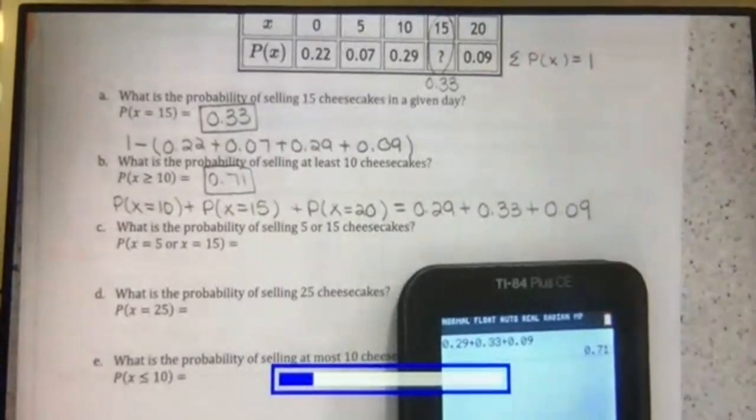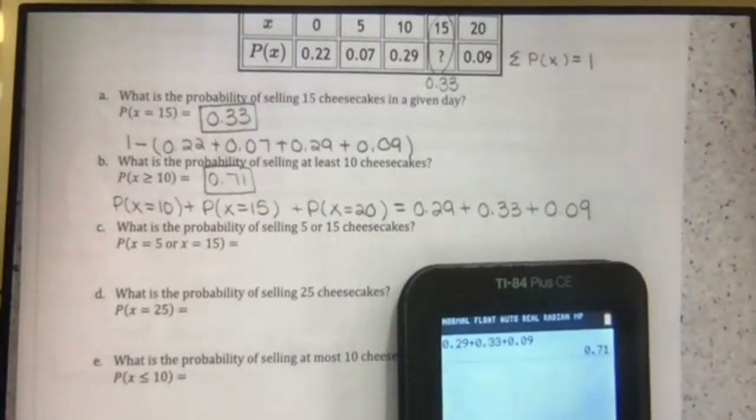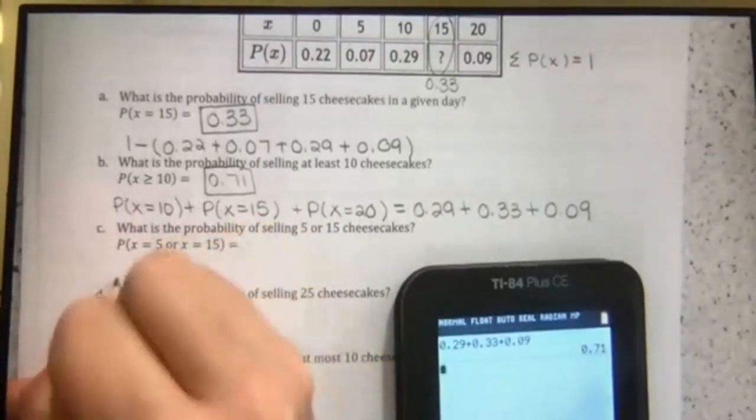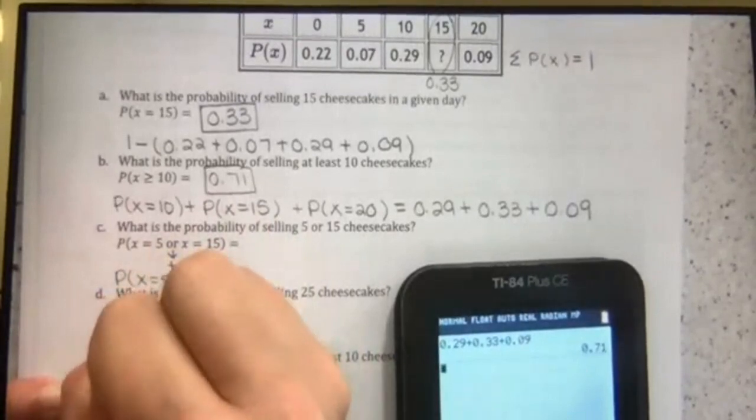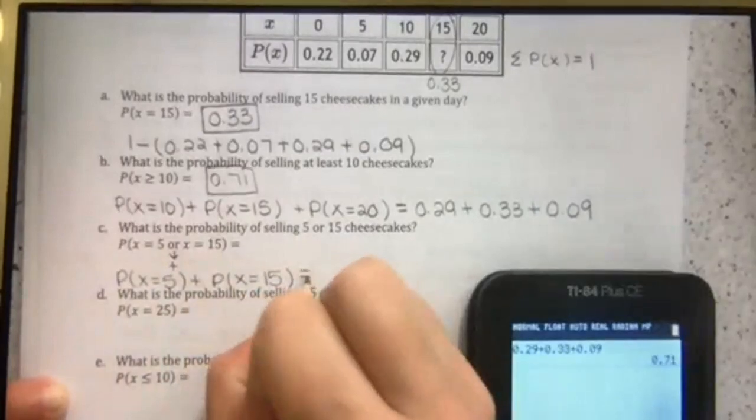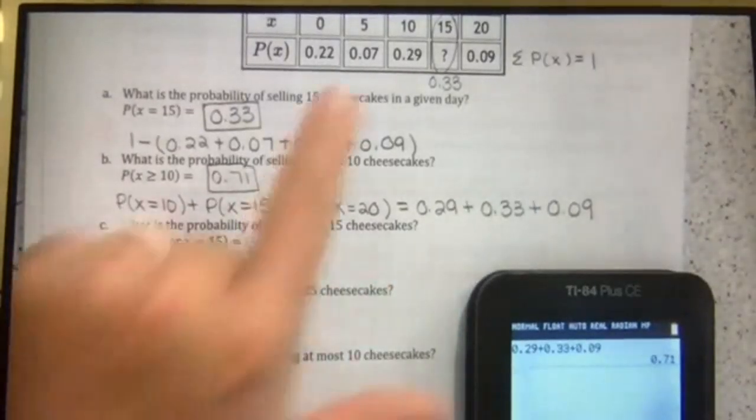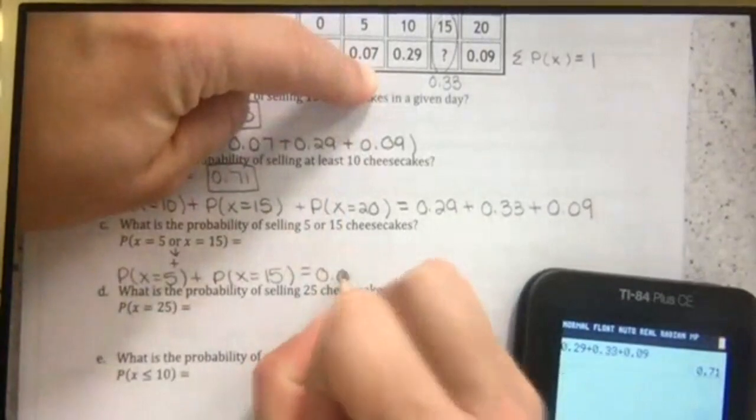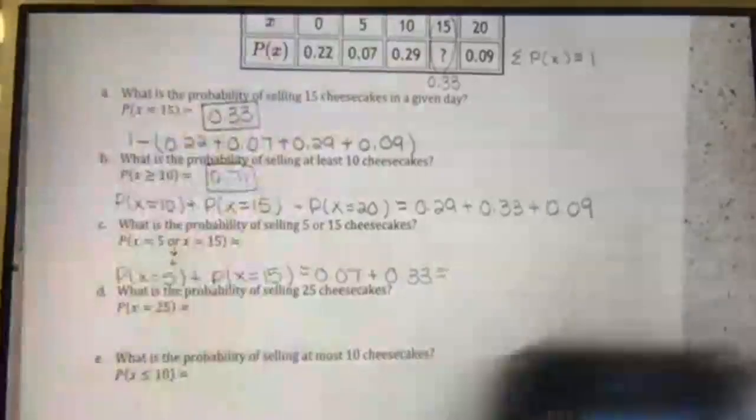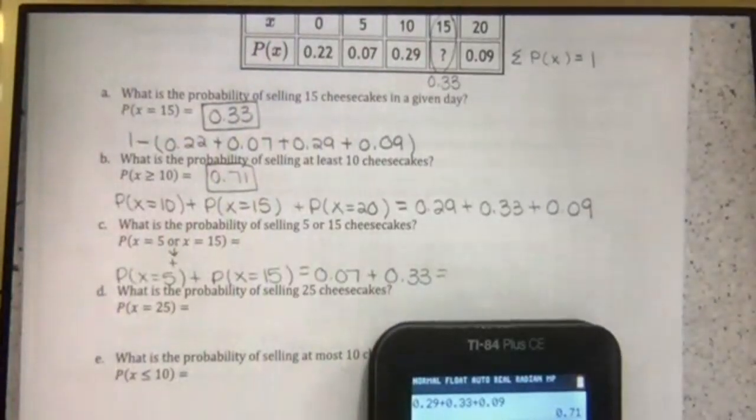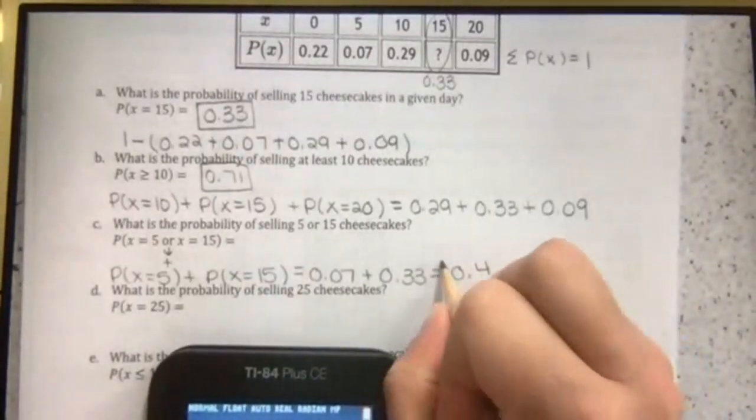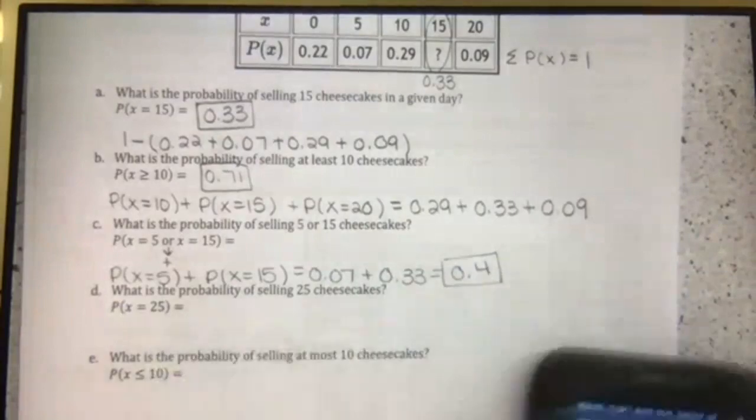Next, it says, what is the probability of selling 5 or 15 cheesecakes? That or means we can add. So the probability of 5 plus the probability that X equals 15. For 5 cheesecakes, we know that's 0.07. Plus 15 cheesecakes, we know that's 0.33. Adding those together, we get 0.4.